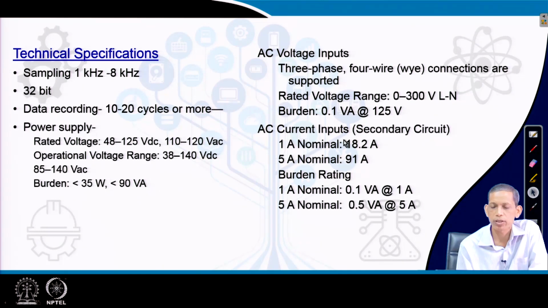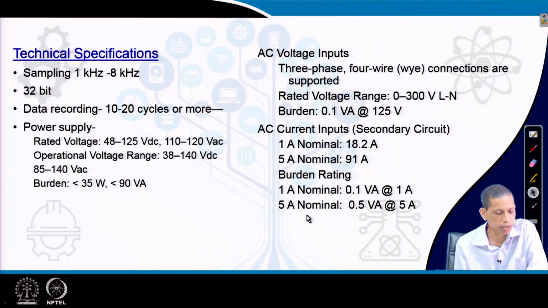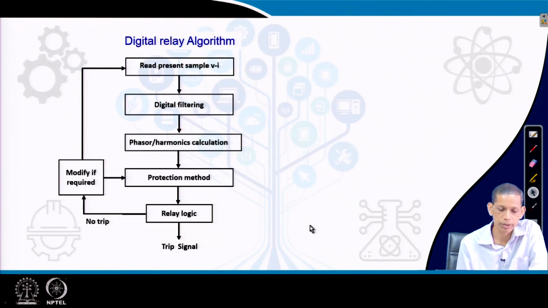Similarly, the AC current, the secondary of the CT, can be 1 ampere or 5 ampere for the same relay, and in case of 1 ampere the maximum current matching that relay is 18.2 ampere. For 5 ampere it becomes 91 ampere. This is an example for a typical relay. The burden rating for the CT is also pretty low, 0.1 volt ampere for 1 ampere, and 0.5 volt ampere for 5 ampere. So, this shows some of the technical specifications of a typical relay.